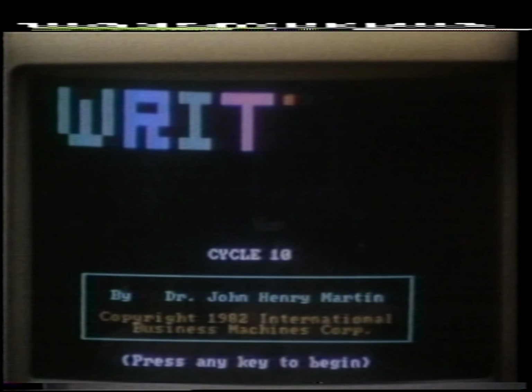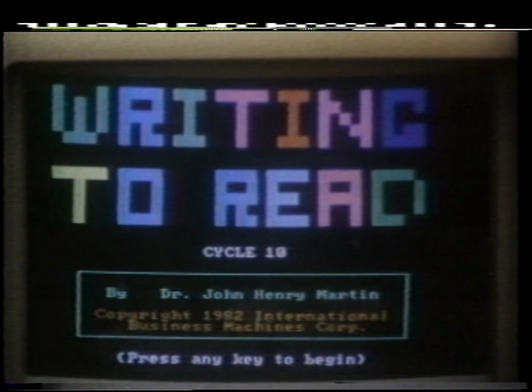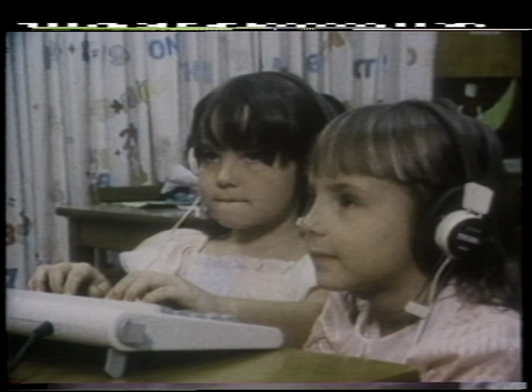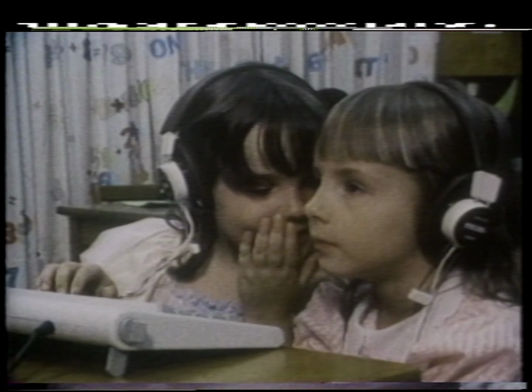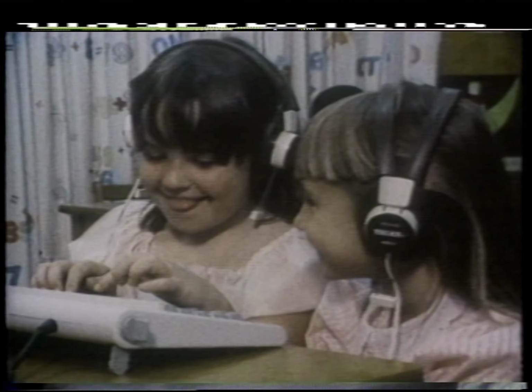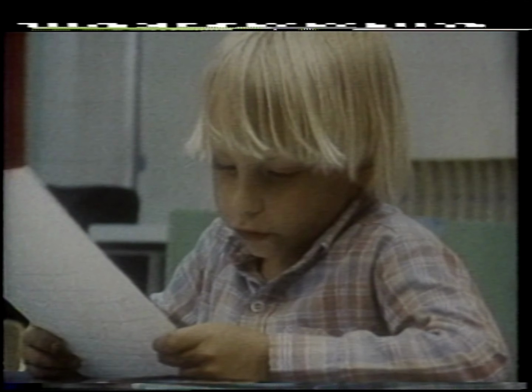Stephanie is 5 years old. She is learning to write and to read with the help of an innovative program fostered by IBM. With Writing to Read, Stephanie and her classmates are putting letters, words, and sentences together, creating stories in kindergarten, a valuable head start in the experience of education.